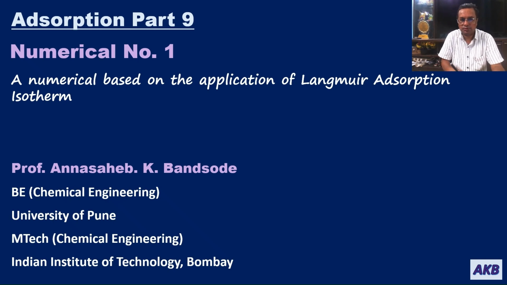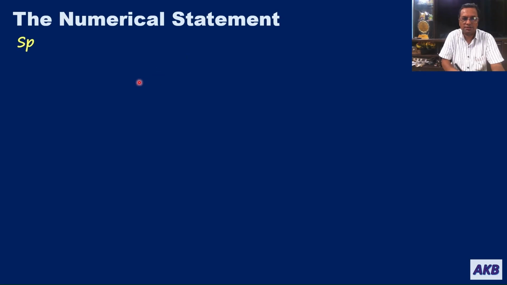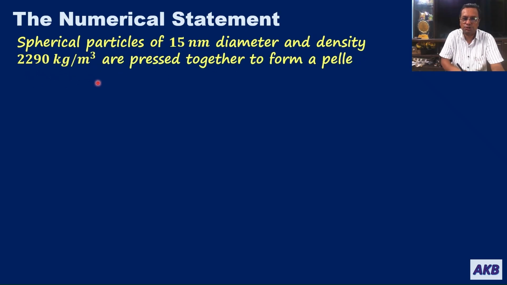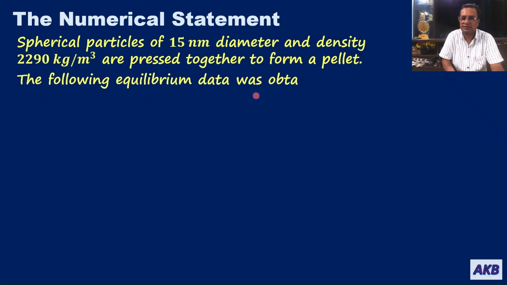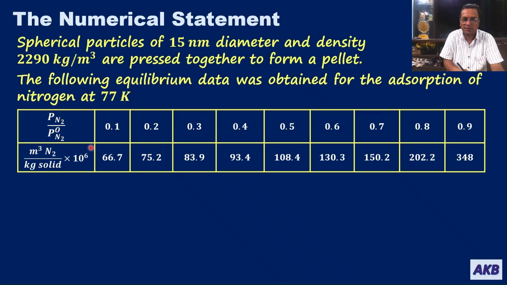So let us proceed. To begin with, we will look at the numerical statement. Spherical particles of 50 nanometer diameter and density 2290 kg per meter cube are pressed together to form a pellet. And the following equilibrium data was obtained for the adsorption of nitrogen at 77 Kelvin. So the equilibrium data is given to us. I'll come back to this.